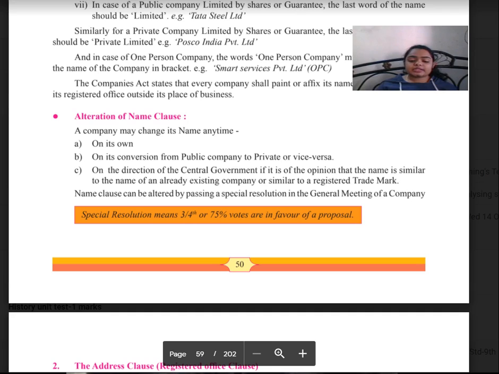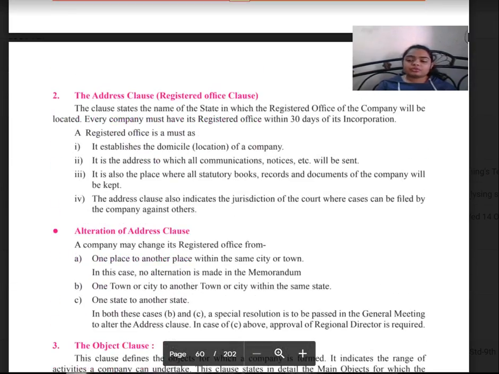So alteration can be done either on its own, or on conversion from public to private or vice versa. Then on the direction of the central government, if it is of the opinion that the name is similar to an existing company or a registered trademark, or if the central government has made the change compulsory. In case the name clause is to be altered, a special resolution is to be passed in the general meeting of a company, in which three-fourths or 75% of the votes are in favor of the proposal. So this was about the name clause.